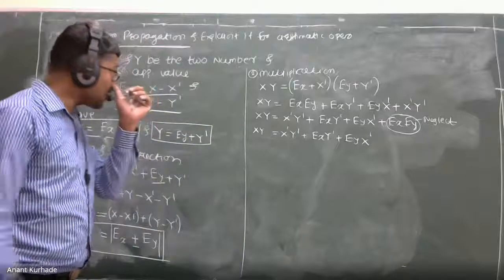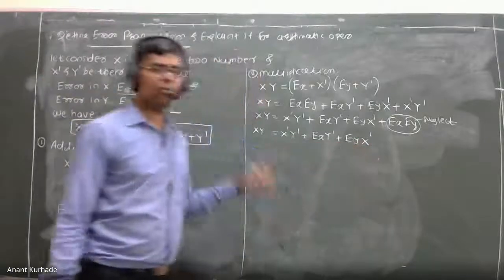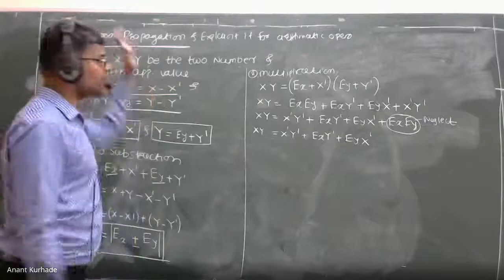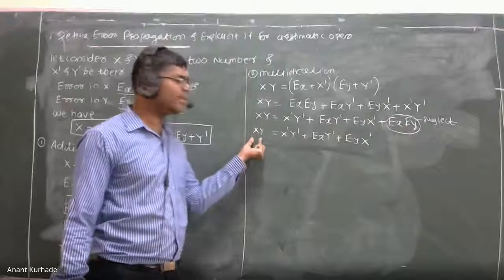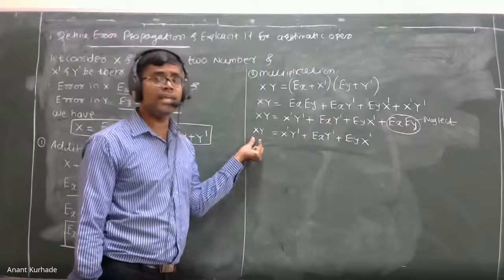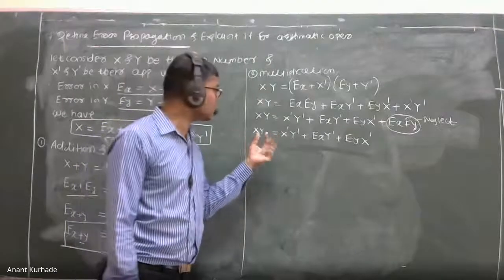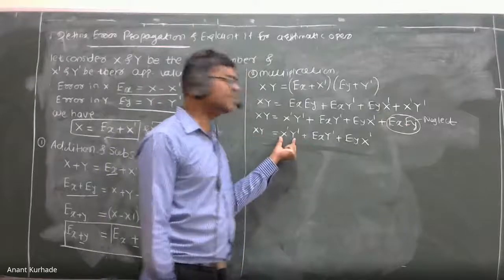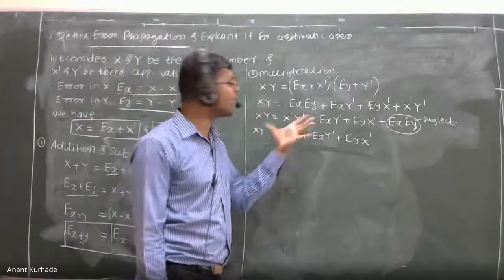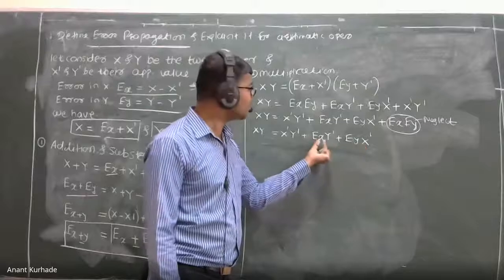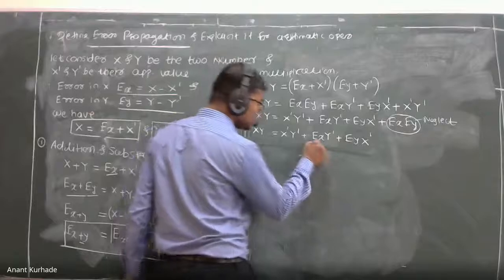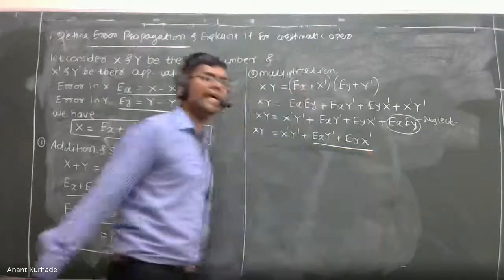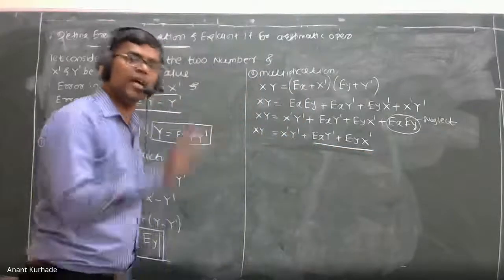Now see, we have to find the term. What we are showing is error propagation. In this equation, here we have x dash y dash, which is free from error. Here again it is free from error. So this term, ex y dash plus ey x dash, we can see is the error.